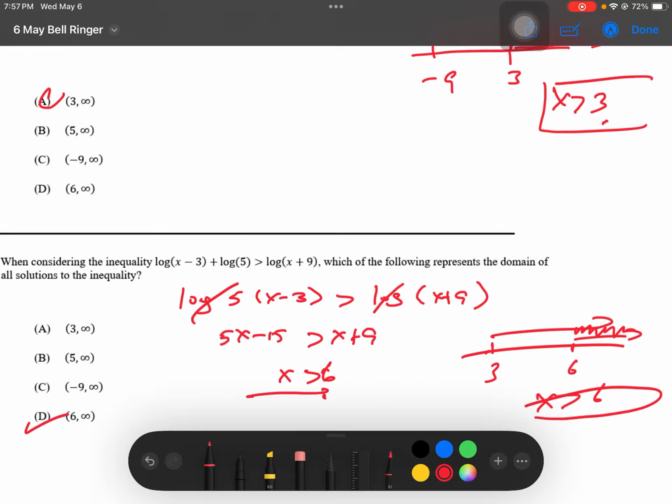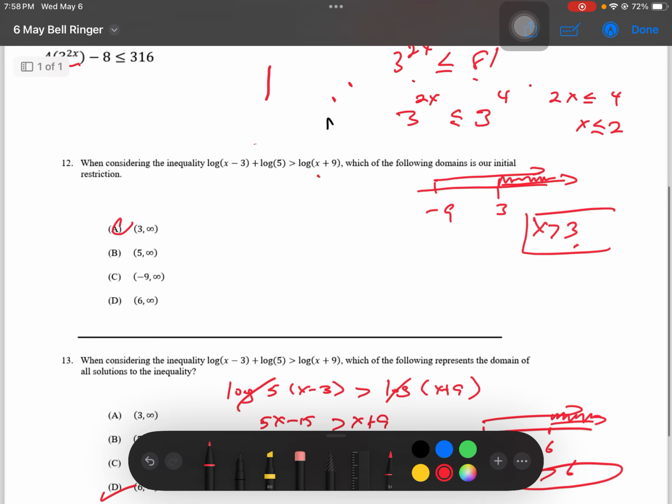All right, so remember, when we solve log inequalities, there are 2 steps. You got to find the initial restriction, and then after you solve for x, that restriction at the end, compare both of them, and that's going to be your final answer. All right. We also did this problem in class today too.